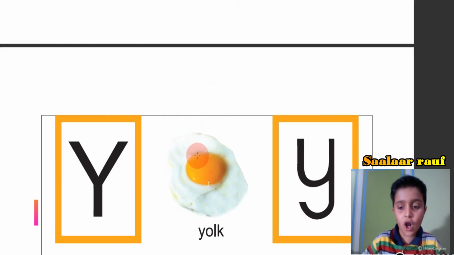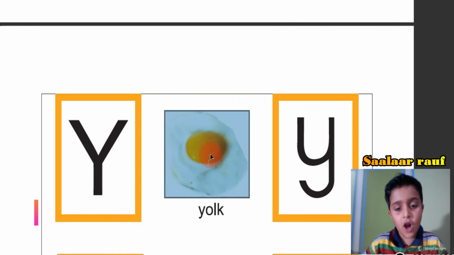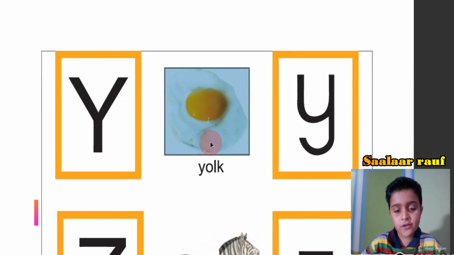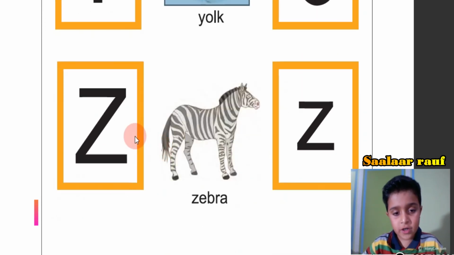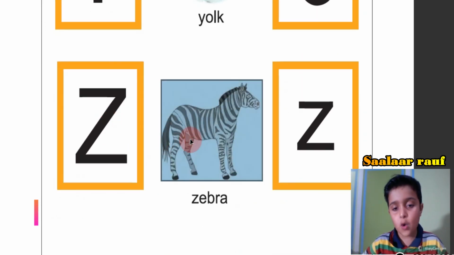And Y. Y for yolk. Y for yolk. And the last one is Z. Z for zebra. Z for zebra.